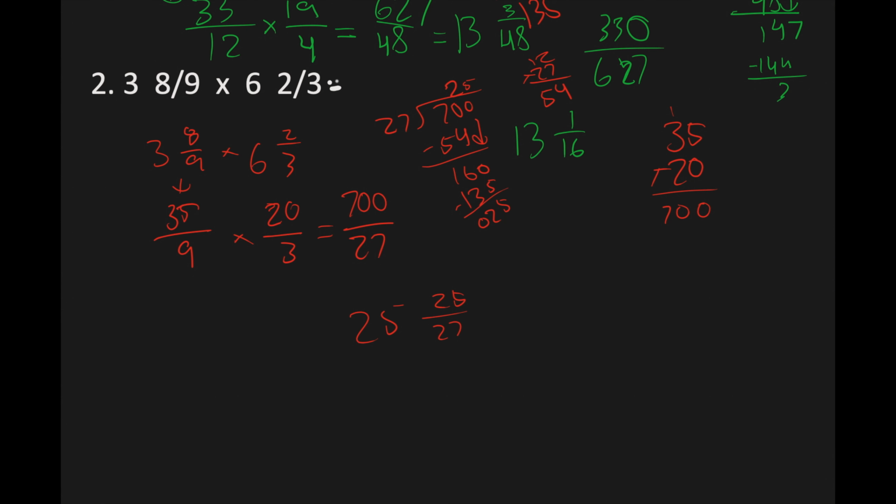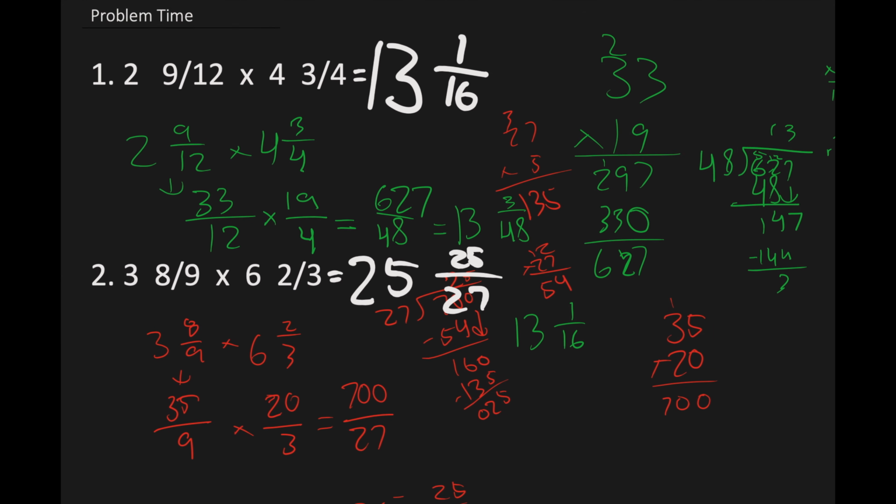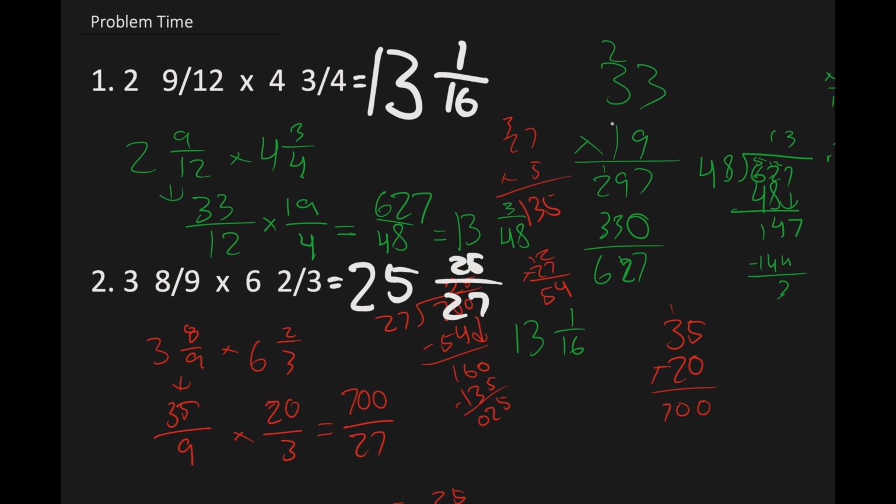Write that down nice and big. 25 and 25/27. Okay, so I'm going to go over my work real quick, even though there isn't much to go over. There you go. So our first answer is 13 and 1/16, and our second answer is 25 and 25/27. Okay, so that is how you can multiply mixed numbers.